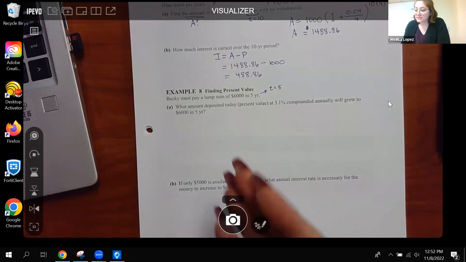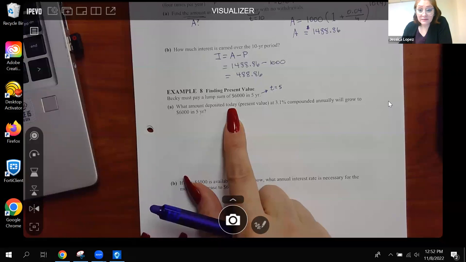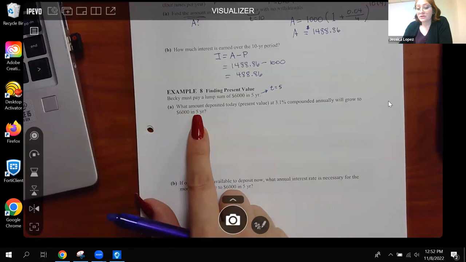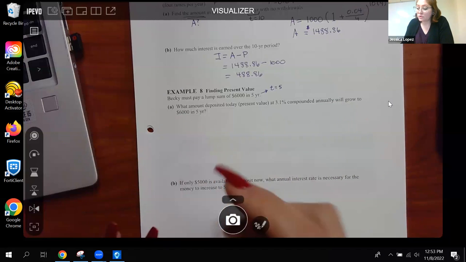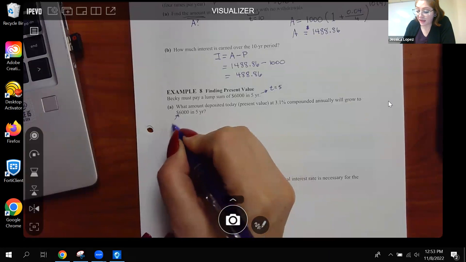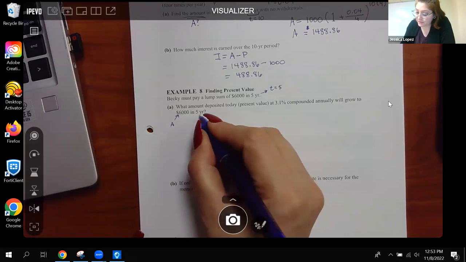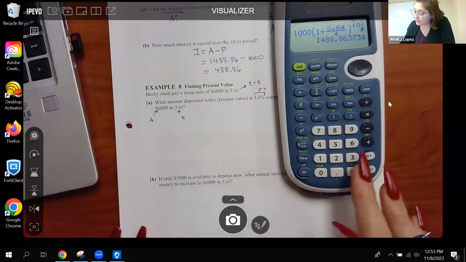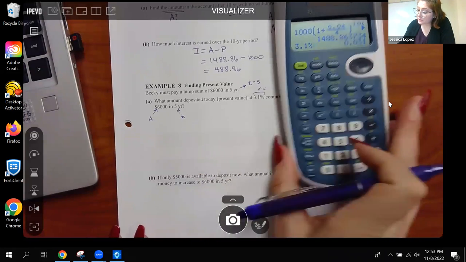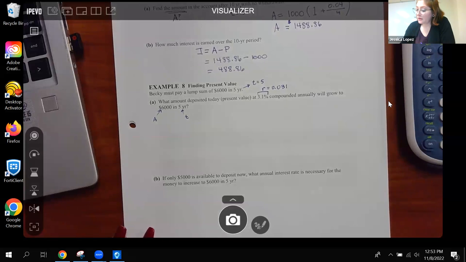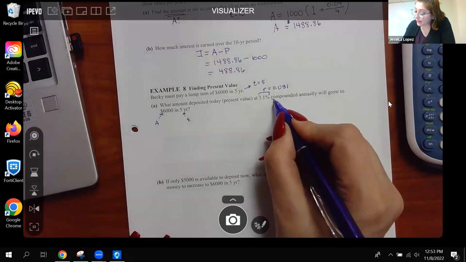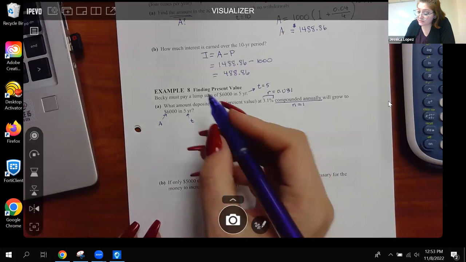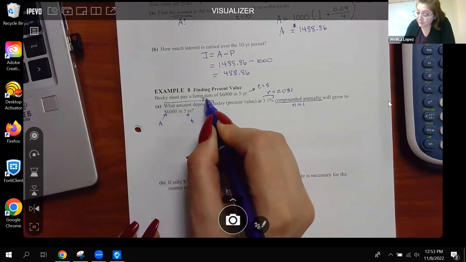Okay. So, of course, it says what amount deposited today at 3.1% compounded annually will grow to 6,000 in 5 years. So, this 6,000 is not the amount deposited, which means it's not the P value. This is the A value. Okay, we know that that one is the T. You know that for this one, it's R, but we have to use the decimal version. So we get 0.031. And we need N compounded annually right there. So that's only one time per year. But I don't know P. So it says what amount deposited. That's P, but I don't know what it is.